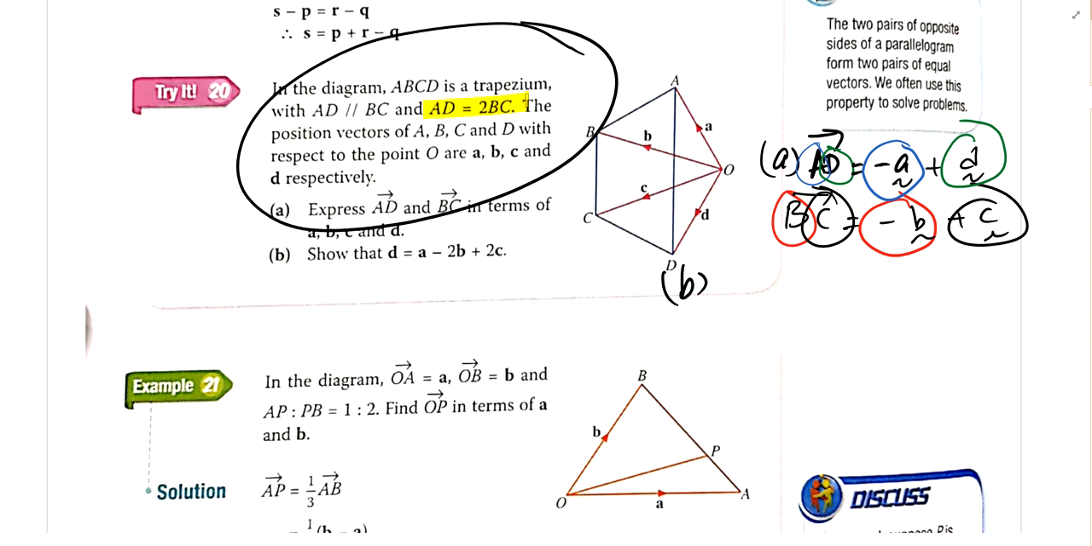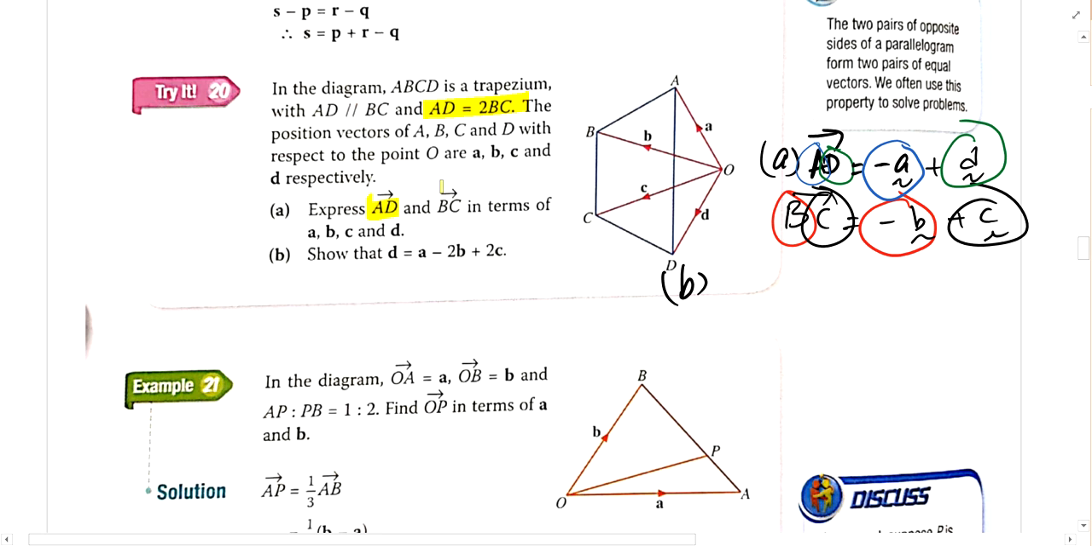What have we been searching for in part A? A, B, AD, and BC. How about you try rewriting your answers from part A? Substitute into the equation highlighted. AD equals 2 times BC.